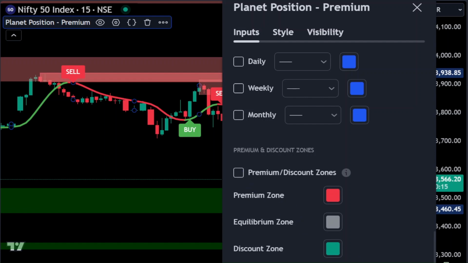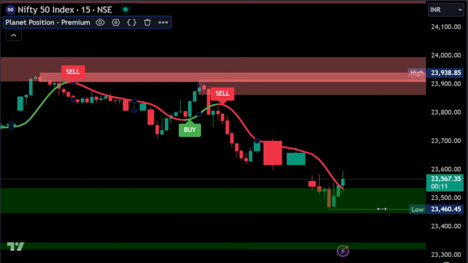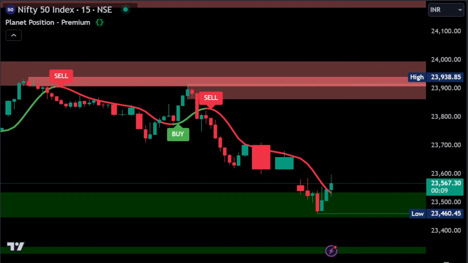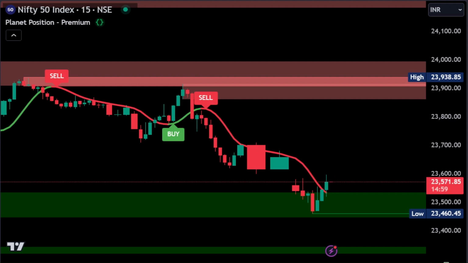Now, why should you use the Planet Position Premium Indicator? First, it offers clarity. The indicator provides clear buy and sell signals, making trading decisions straightforward. Second, it is versatile. It caters to all types of trading styles, whether you're an intraday trader, a swing trader, or a positional investor. Finally, it enhances efficiency. The indicator saves time by providing quick insights into market trends, key levels, and trading opportunities.